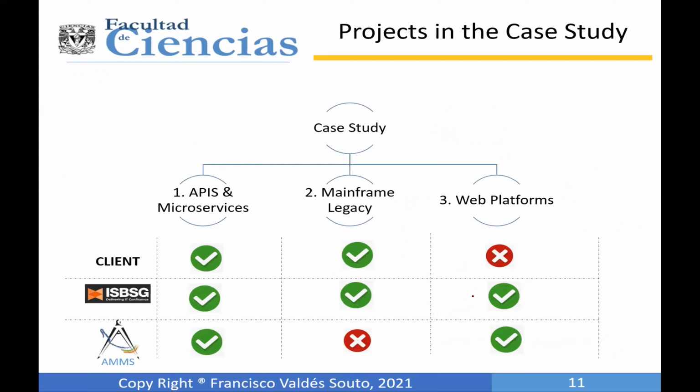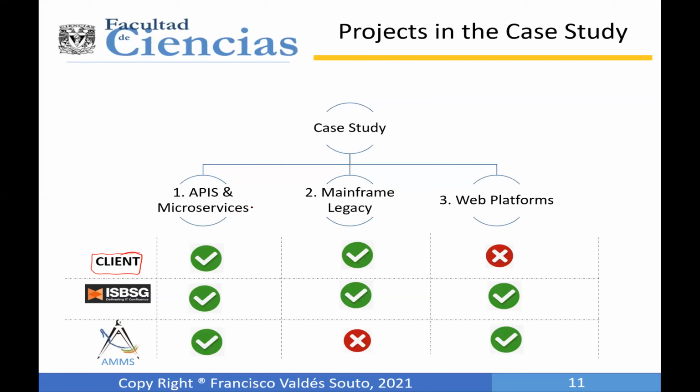That was how the case study was planned. So this is the application of this case study. We select one client, then we have identified 3 technical towers, as they call them. The first one is APIs and microservices. The second technical tower is mainframe legacy. And the third one is web platforms.